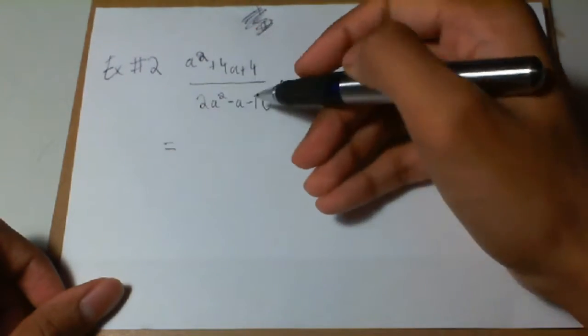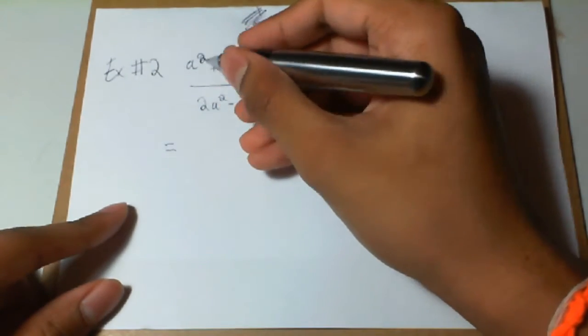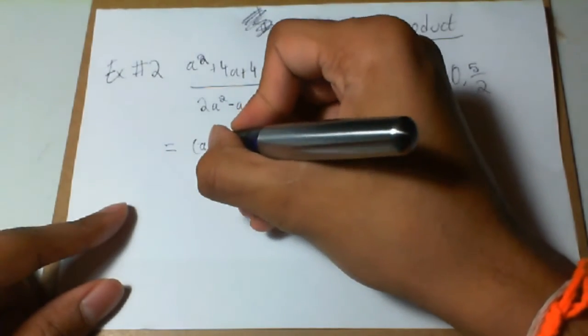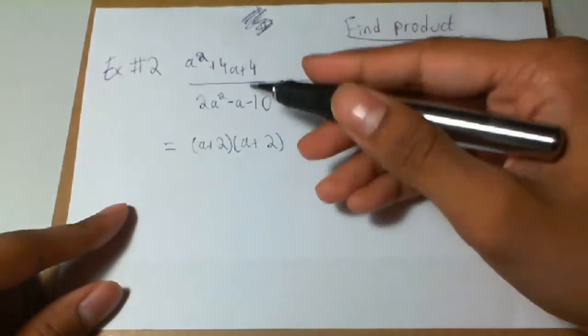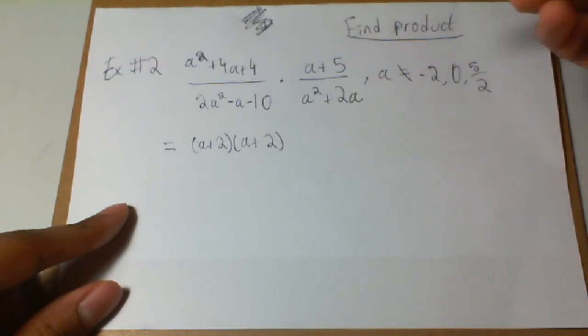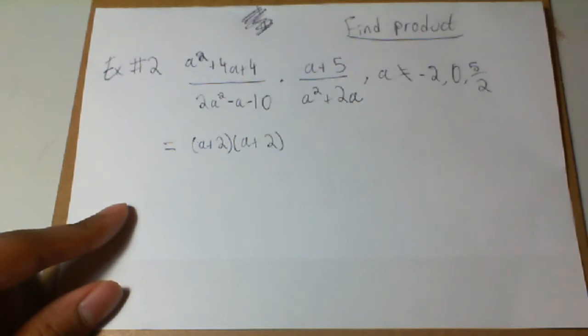So for this first expression, we have a squared plus 4a plus 4. If you use the sum and product method, you're going to recognize that it's the same thing as a plus 2 times a plus 2, right? Because 2a plus 2a is 4a, and a times a is a squared, and then 2 times 2 is 4. So that's all good.